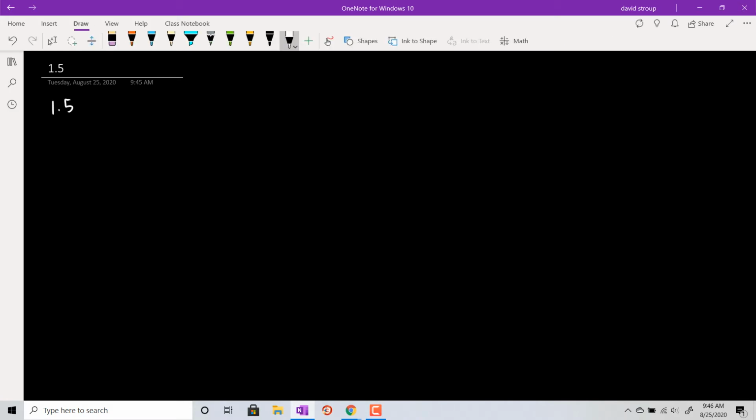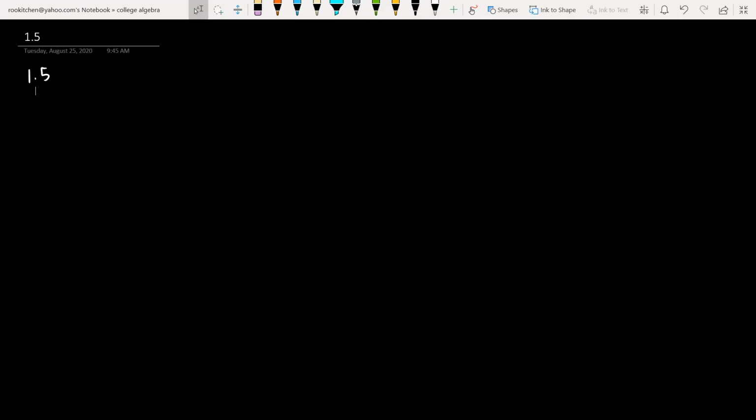1.5. Let me expand this so it fills up the screen. There we go. More about slope. In particular, it's the parallel and perpendicular issues.